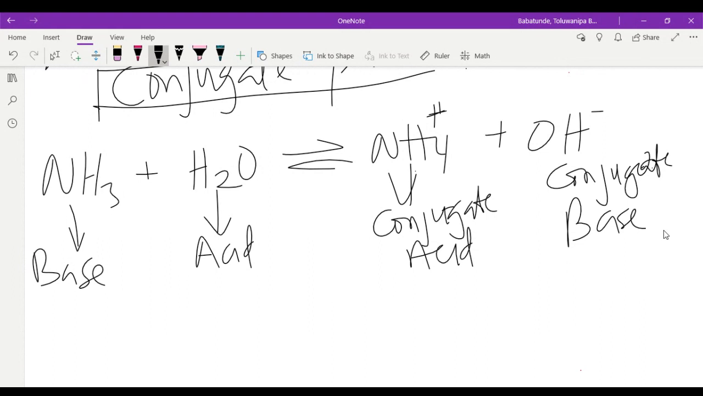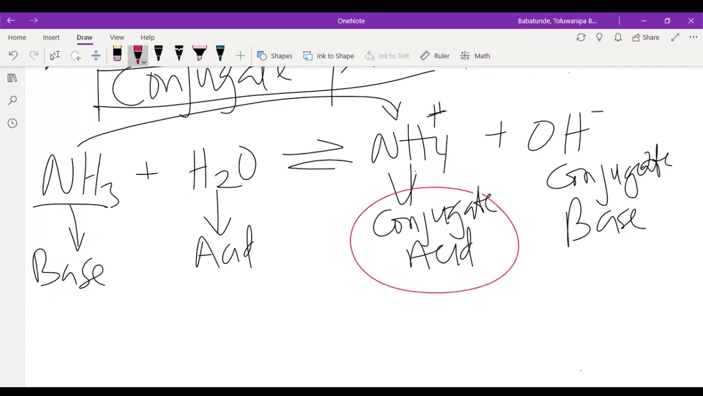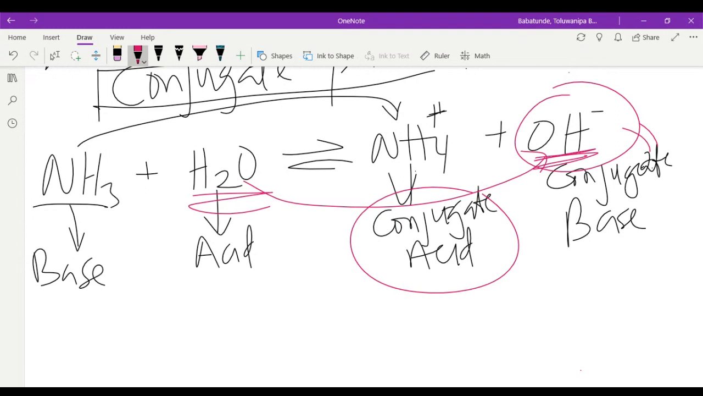So this is what I mean. We have our base here, right? And our base accepts a proton, so it becomes this. When it becomes this, it is now the conjugate acid. And our acid here, which is water, donates the proton. When it donates the proton, that is, a proton or hydrogen leaves water, it becomes this, OH. And when that happens, we say our OH is the conjugate base.